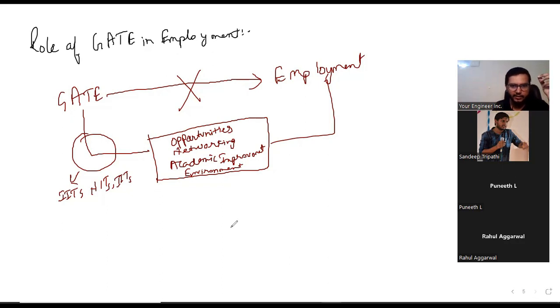So try and prepare for GATE. Prepare as early as you can, because GATE is the smallest thing that you can do in your life. As per what I have given you in the previous slide, if your basics are strong and your mathematics is strong, GATE can be easily cracked. It's just about the practice. Practice is required in GATE. So yes, GATE can be done. That's the role of GATE in employment, nothing else.